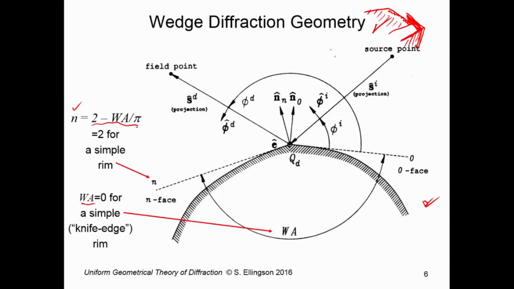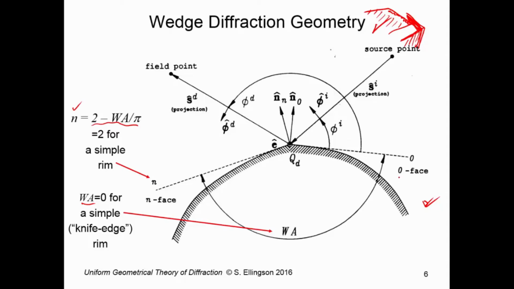So you see, if the wedge angle is 0, we end up with n equals 2. If the wedge angle is pi, then we end up with n equals 1. Now you might find that interesting, because if the wedge angle is pi, then there really is no edge. It's simply all a flat sheet, and you wouldn't expect any diffraction. But I think if you enter n equals 1 in the GTD diffraction coefficients, you should find that, in fact, the diffraction coefficients are 0 as expected. So this should all make sense as you try it out.